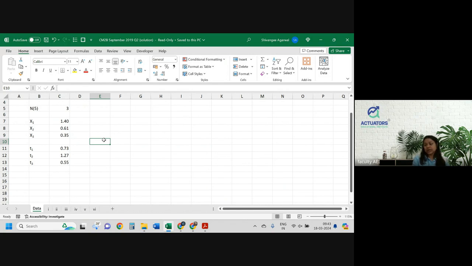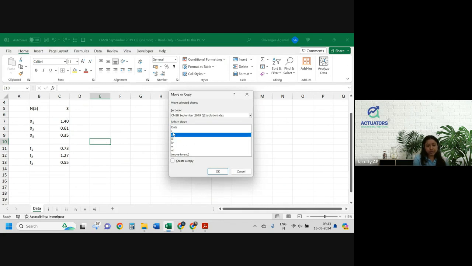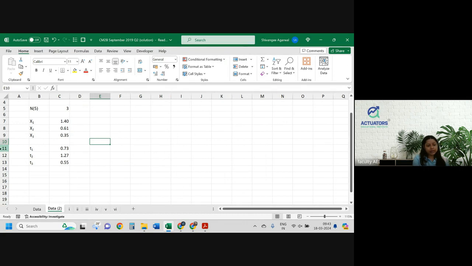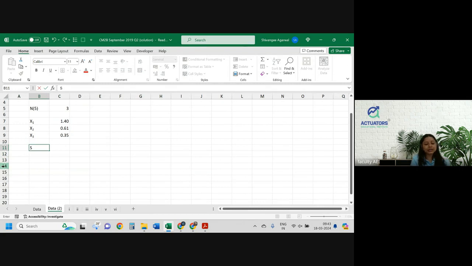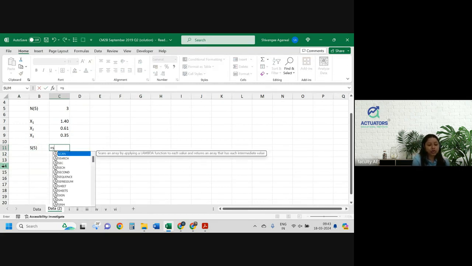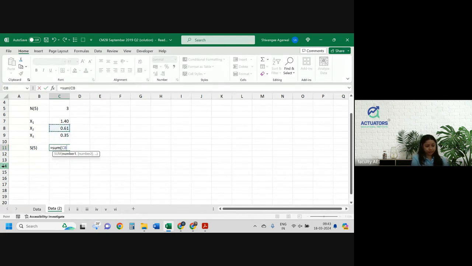S5 is the summation of all the claim amounts. That's it. Nothing else. Aggregate claim amount is a summation of all the claims. So let me make a copy of this sheet, and I can remove these, they are not required. I just need S5 to be calculated, which is the summation of. That's it. This is the answer.